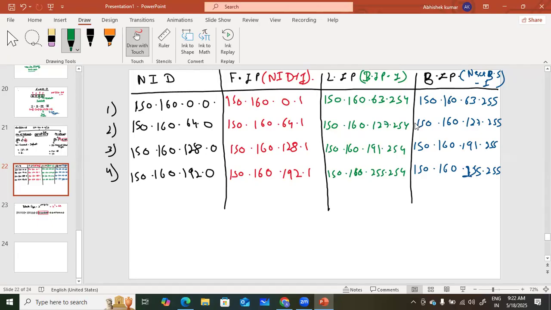I thought maybe it was going to be 63.0 for the first one, but at least it's good to know that it's dot 255. You want me to explain or you understood it? Maybe you can re-explain. Yeah, no issues.